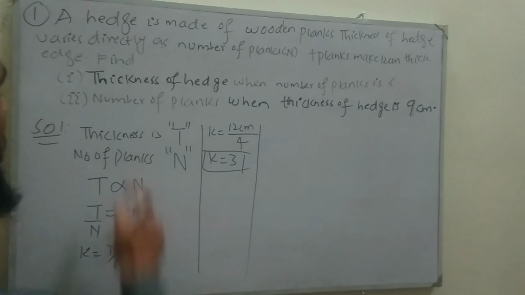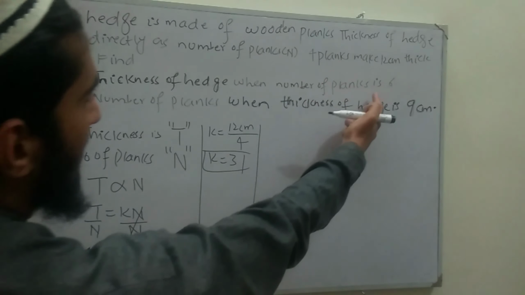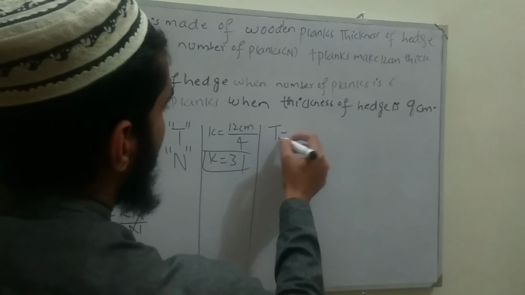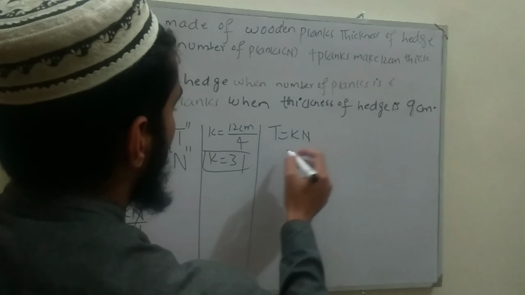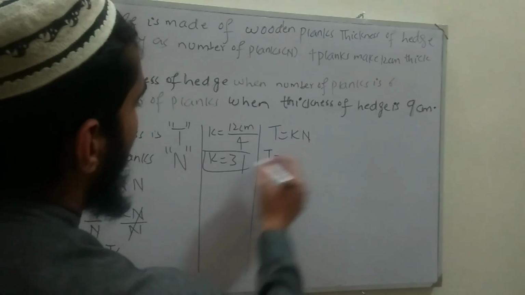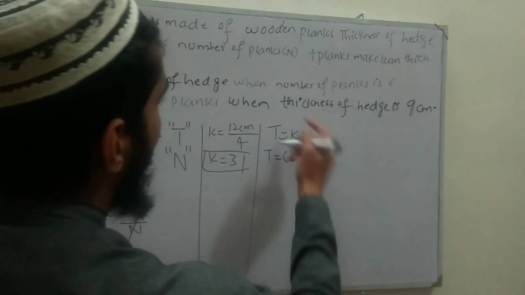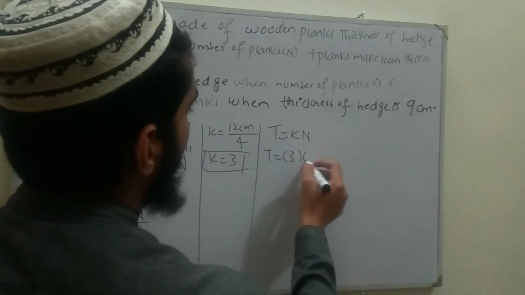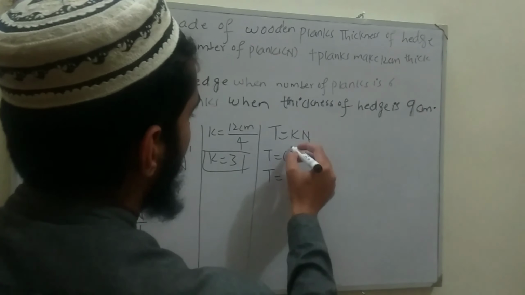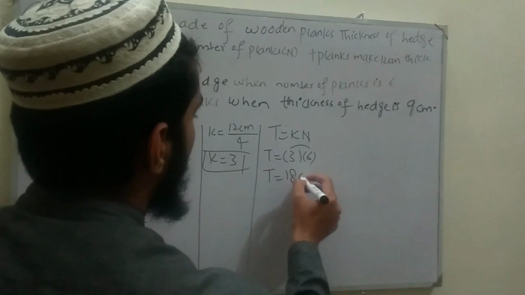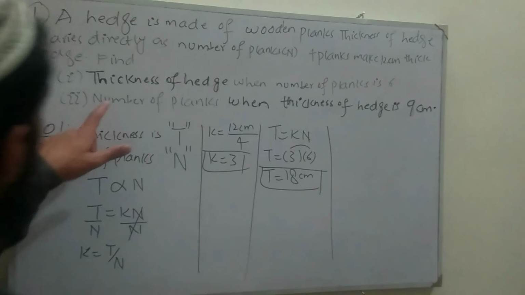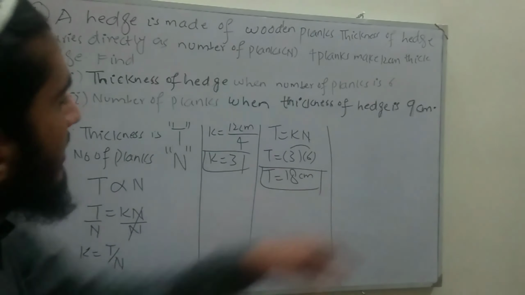Now we move to find the thickness of a hedge when the number of planks is 6. Using the same relation, T is equal to Kn. So the thickness T is equal to K, which is 3, multiplying the number of planks, which is 6 in part 1. So the thickness of the hedge will be equal to 6 multiplied by 3, which gives us 18 centimeter. This is the thickness.